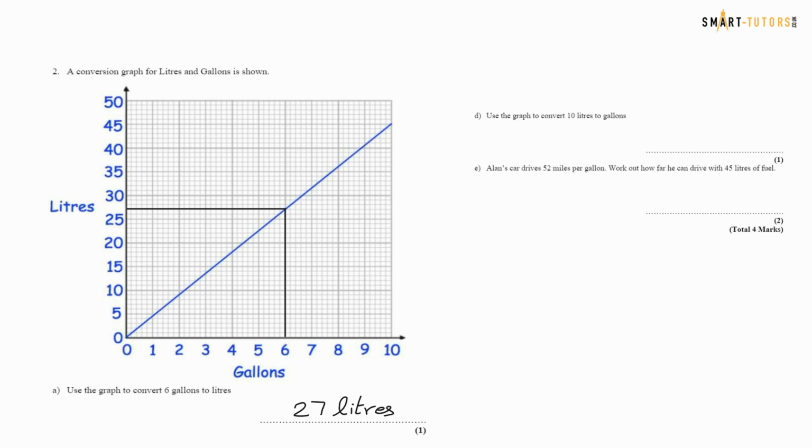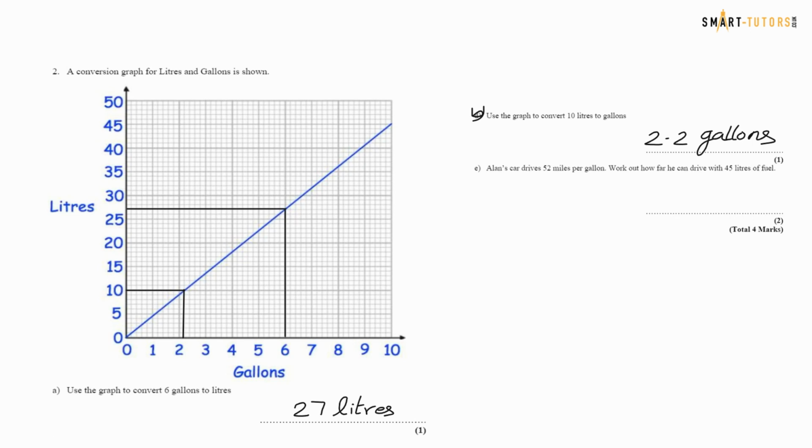Question number B, use the graph to convert 10 liters to gallons. So 10 liters to gallons means you need to draw the line from here. So here, 2 and 3, 5 boxes, so 2.2 gallons.